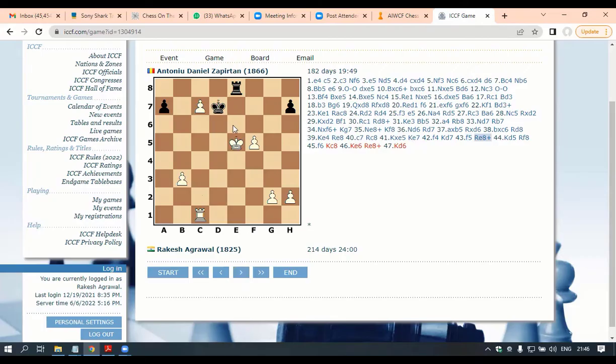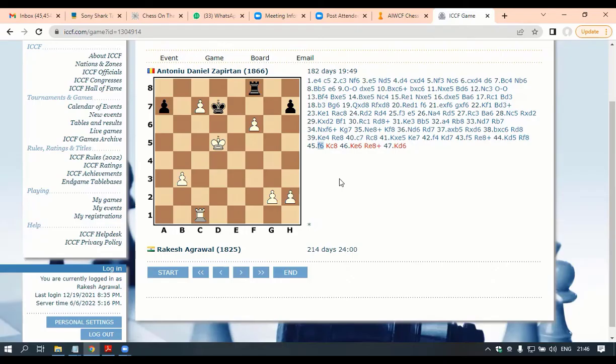Very dilemma now. What should I do? To give the check, I cannot come here. I cannot come here. I can come here, but no advantage. I had moved here. There is a reason for that. He doesn't have much choice. He is attacking this. Now, if he kills this, is it a good move?